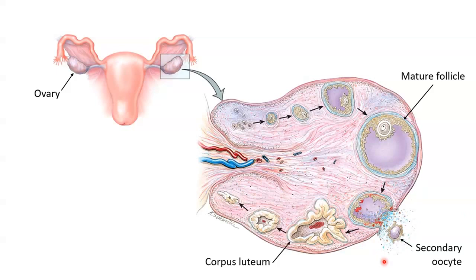A corpus luteum contains the remnants of the mature follicle after ovulation. So after that oocyte has been expelled, the corpus luteum is what's left behind. The corpus luteum produces progesterone, estrogen, relaxin, and inhibin, until it then degenerates, if this person doesn't become pregnant, into fibrous scar tissue that we then call the corpus albicans.